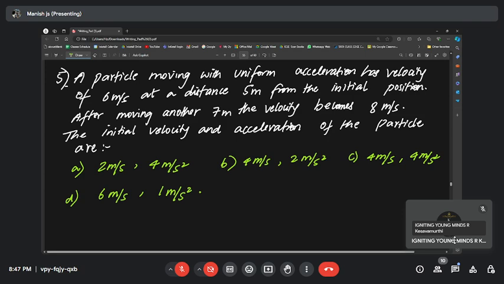I'll explain the question again for you. A particle is moving with uniform acceleration, and it has a velocity of 6 meters per second at a distance of 5 meters from its initial position. This is the first part; there you have two data. Similarly, the second part also has two data. It moves another 7 meters further, and then the velocity becomes 8 meters per second. Given these two cases, they are asking what is the initial velocity and the acceleration of the particle. Any answers, you can let me know.